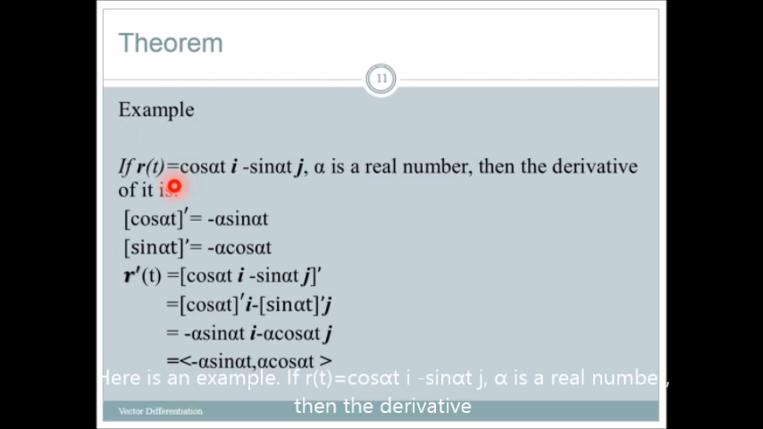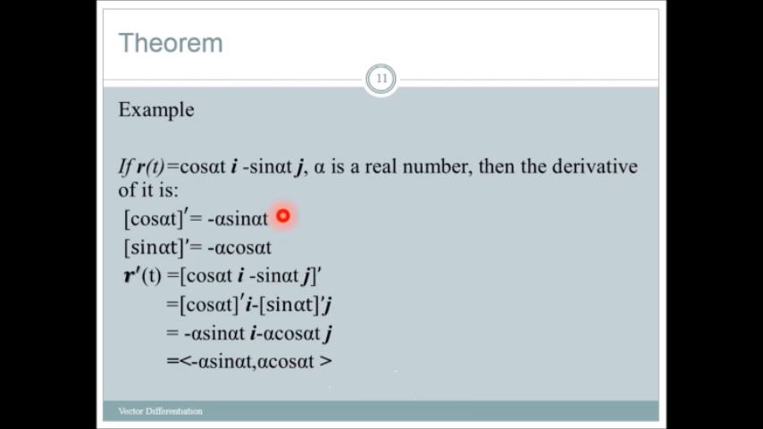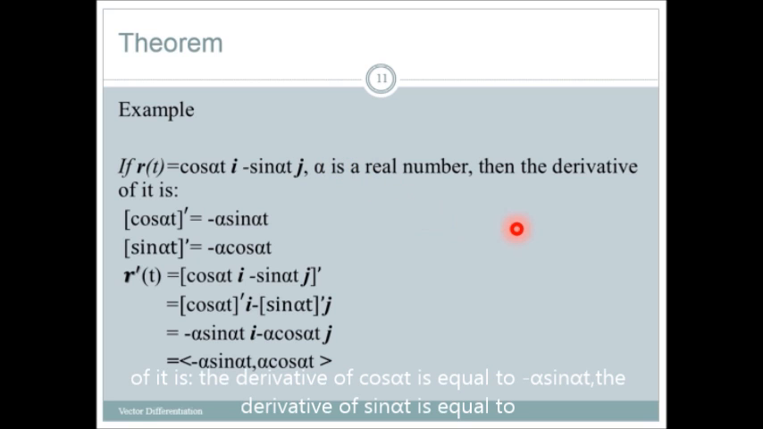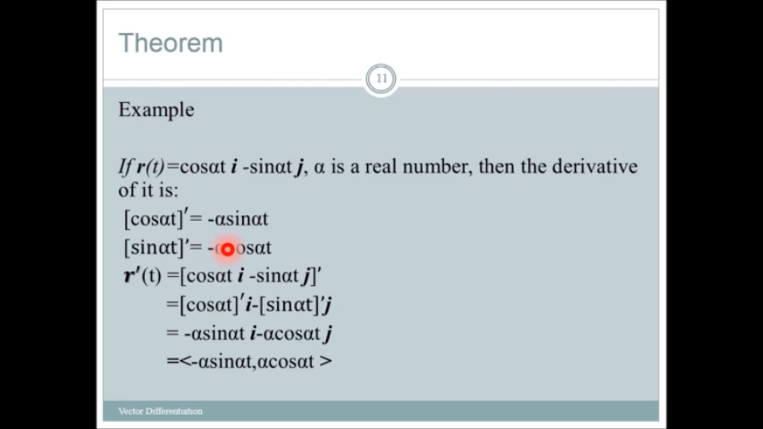Here is an example. If r(t) is equal to cosine alpha t multiplied by vector i minus sine alpha t multiplied by vector j, where alpha is a real number, then the derivative of cosine alpha t is equal to minus alpha multiplied by sine alpha t. The derivative of sine alpha t is equal to alpha cosine alpha t. Then the derivative of r(t) is minus alpha sine alpha t multiplied by vector i minus alpha cosine alpha t multiplied by vector j.